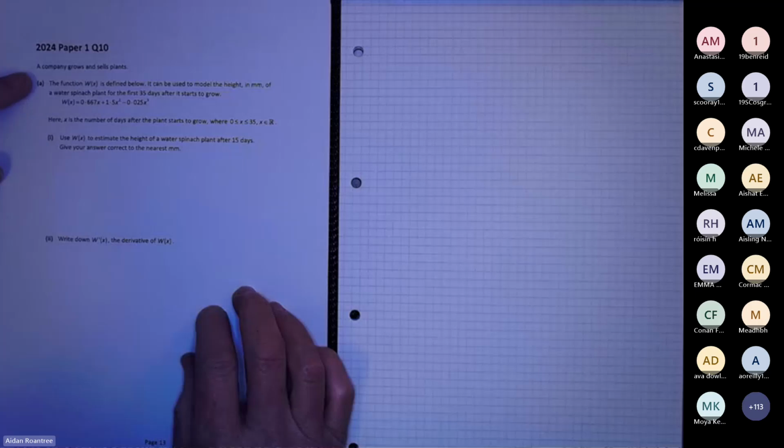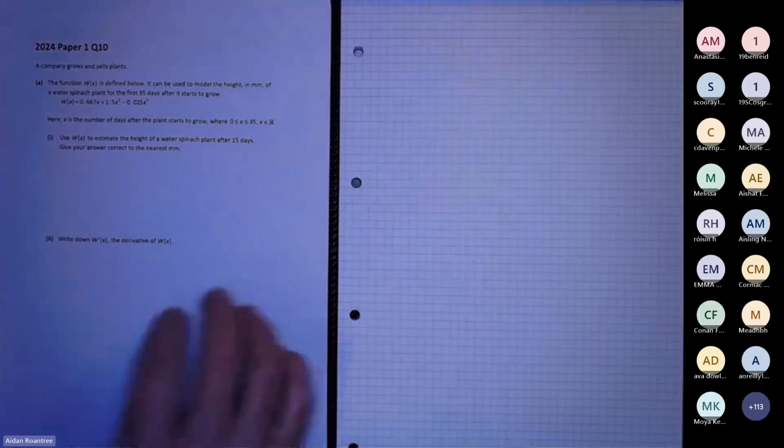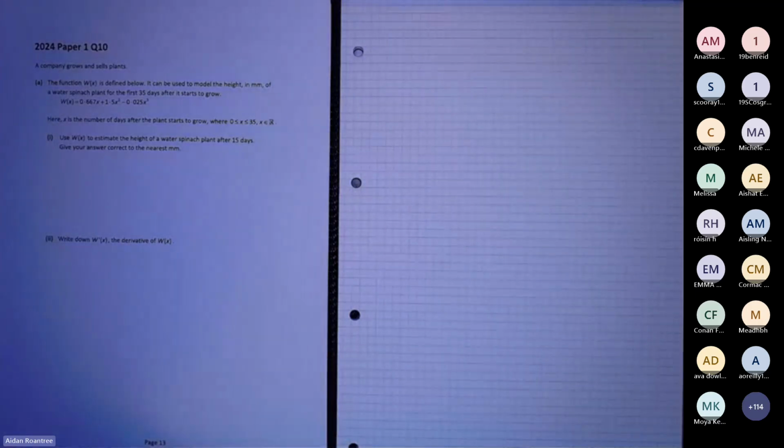Now, it goes down through part A, part one, and part two. Then there's a part B. Then there's a part C, part one and part two. And then there's a part D at the very end. And it covers a huge range of different things.